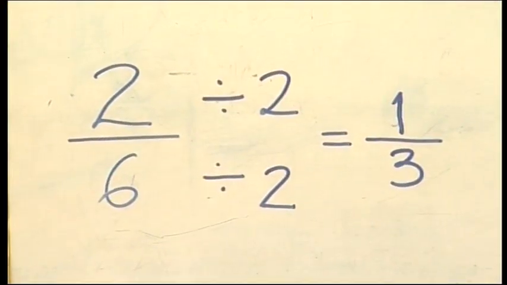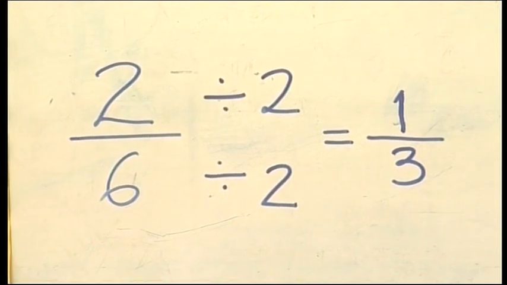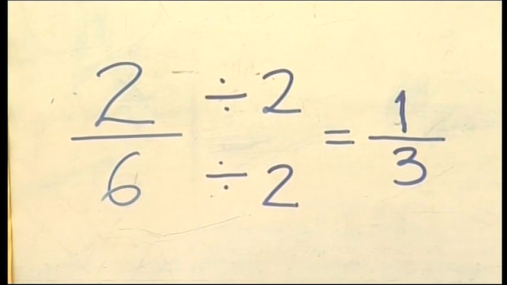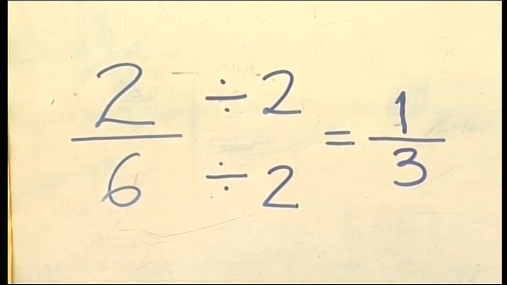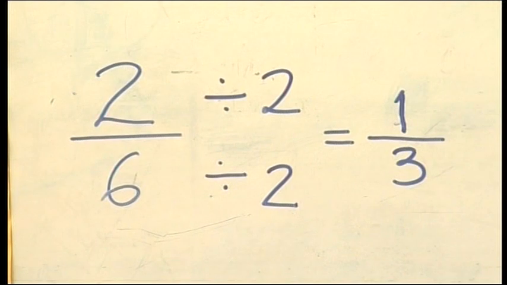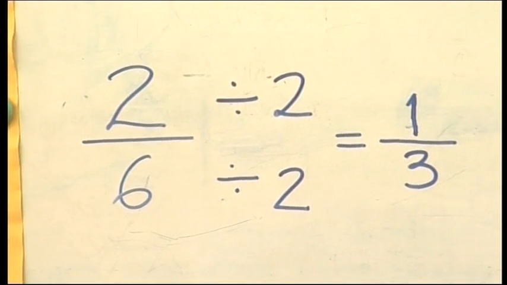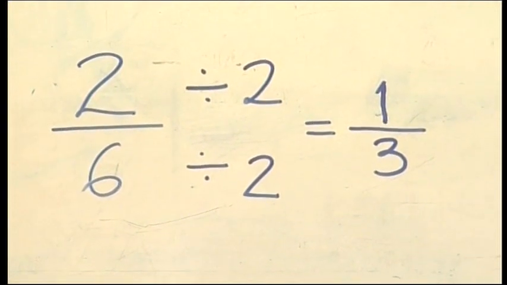Now receiving students, I've just shown you how you can simplify fractions to their simplest form. To simplify fractions, you must find a common factor. That common factor is a factor that can divide the numerator and the denominator evenly without any remainder.